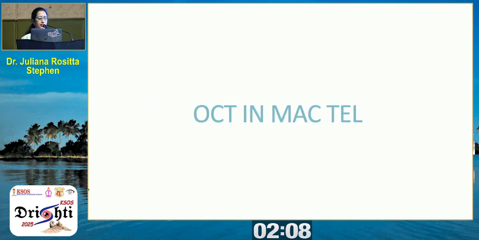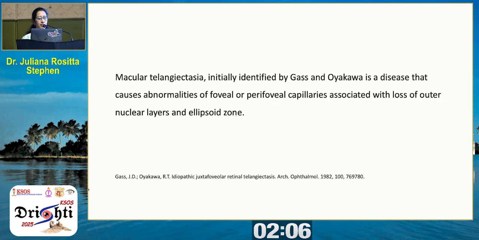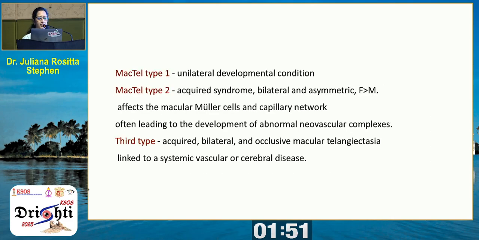Next is the OCT in MacTel. Macular telangiectasia was initially described by Gass and Oyakawa. It is a disorder in which there is abnormality of the foveal or perifoveal capillaries associated with loss of outer nuclear layers and ellipsoid zone. There are three types: 1, 2 and 3. I will be discussing the biomarkers in MacTel type 2.